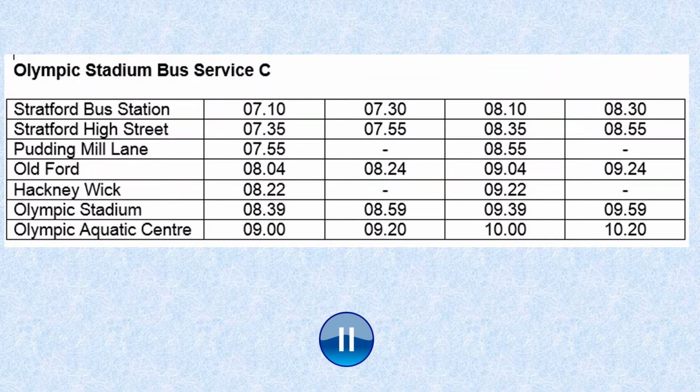Right, here we've got another timetable now. It's the Olympic Stadium bus service, and it's the bus service C. So when we had the Olympics over here, there were timetables that were given out for the certain buses that go between each venue. So we've got the Stratford bus station, Stratford High Street, Pudding Mill Lane, Old Ford, Hackney Wick, Olympic Stadium and the Olympic Aquatic Centre. Okay, so all these stadiums were in and around London. Some were just out of London and obviously some were in Stratford. So see, here are the times, take a look at the times and then we'll move on to some questions.